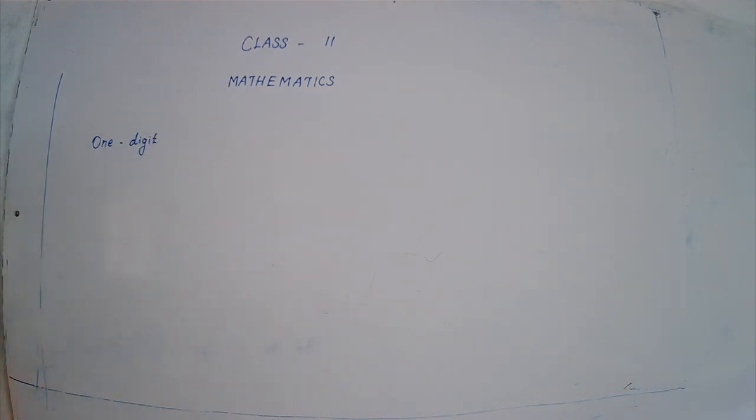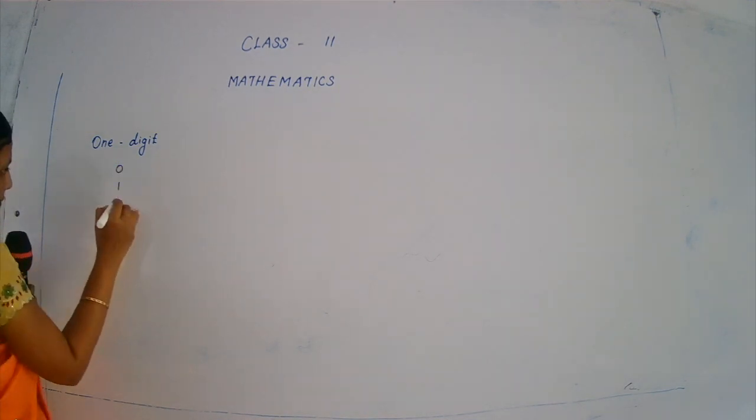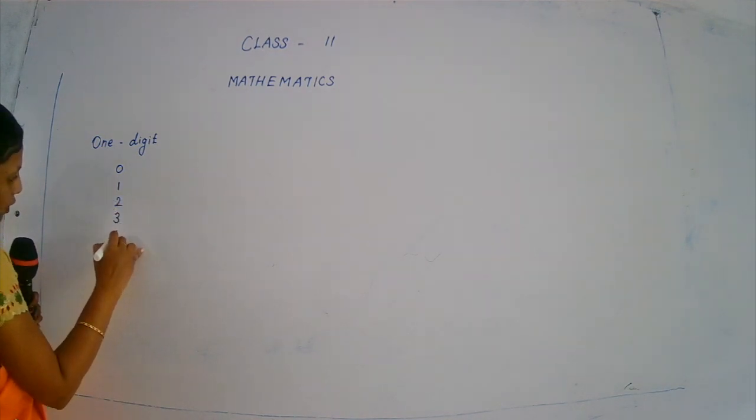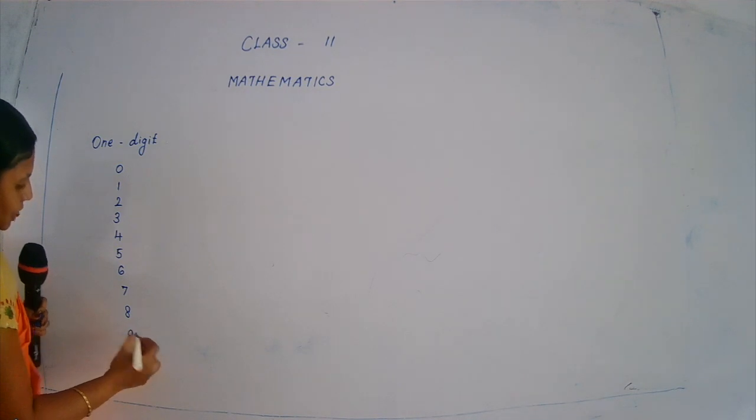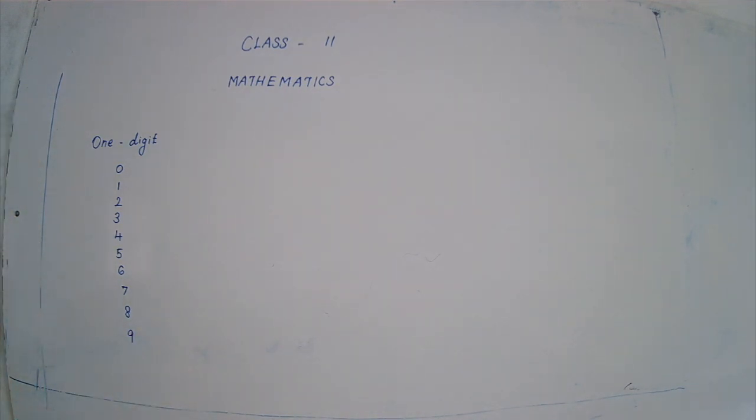What are 1-digit numbers? 0, 1, 2, 3, 4, 5, 6, 7, 8 and 9. These are called 1-digit numbers. 1-digit numbers start from 0. The greatest 1-digit number is 9.